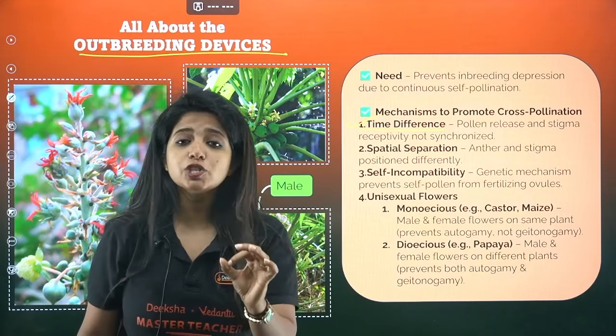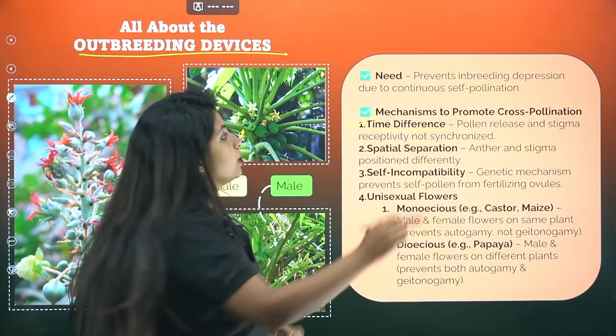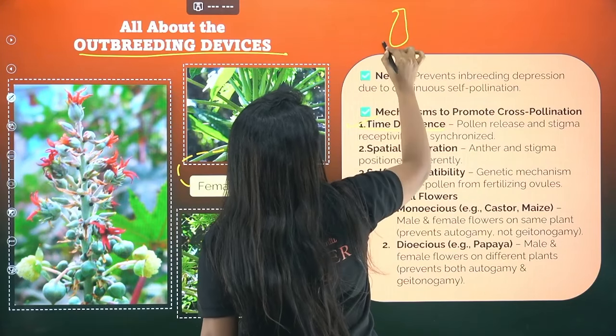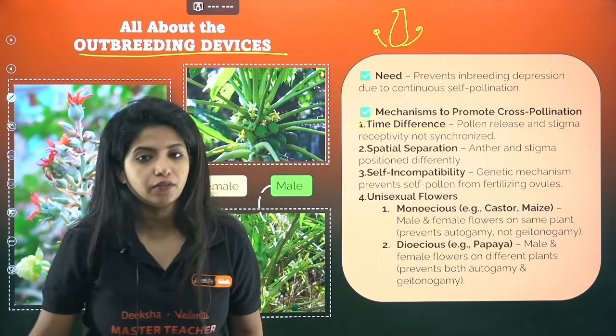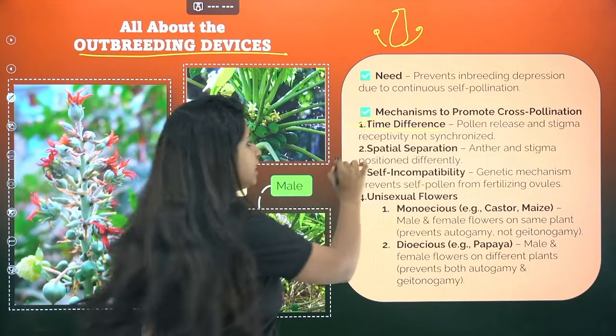Second thing is spatial separation. Spatial separation means, suppose the female one is over here, the male is down over here. Do you think the pollen grains can go up there? Very difficult. So spatial separation is the second thing that you have.